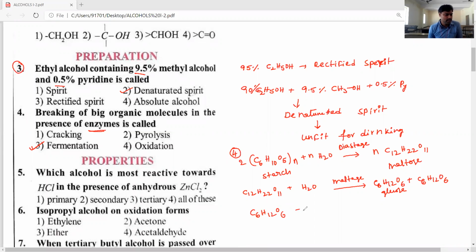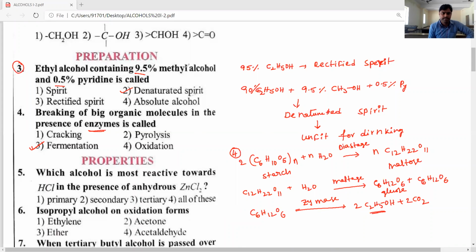upon oxidation in the presence of zymase enzyme is converted into ethyl alcohol plus carbon dioxide, 2CO2. So this method is known as a fermentation process. Starch is a big molecule or polymer. Finally, in the presence of enzymes it is converted into ethyl alcohol, a small molecule. That method is known as a fermentation process.